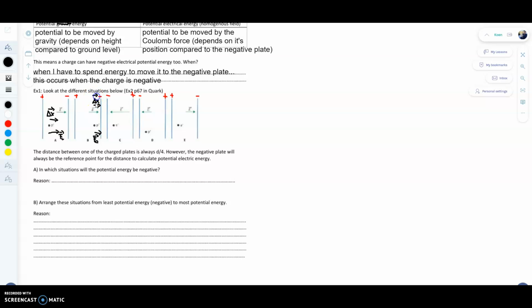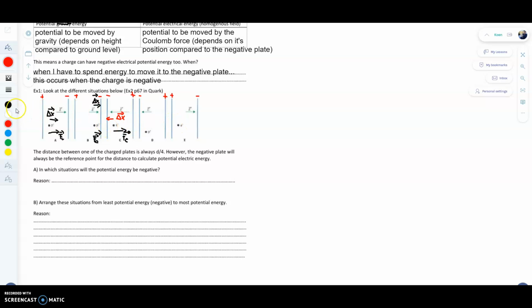Right? Those two vectors have the same sense. However, if I consider this situation C, this is a negatively charged object, and in the previous chapter we saw that if the charge is negative, the Coulomb force will have the opposite sense of the electrical field. Right? There is no way that I can move this thing closer to that negative plate relying on the Coulomb force. I am going to have to spend energy to get it there.